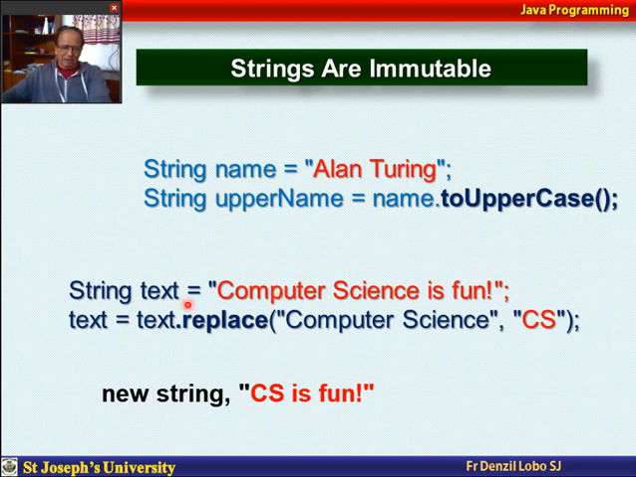Similarly here, text is "computer science is fun". Suppose I say text.replace, that means replace in this text "computer science" with CS, but text is not going to be altered. But since I am assigning again to text, the altered statement will be stored in text. But suppose I say new text, then new text would contain "CS is fun" and text would remain as such, "computer science is fun". So this is the replace method of string.